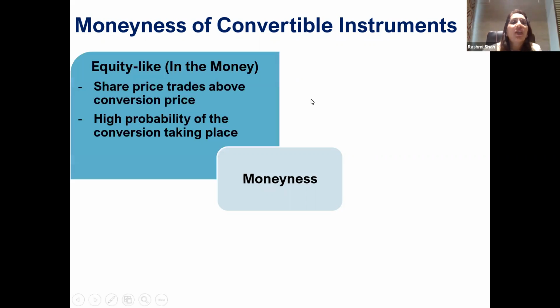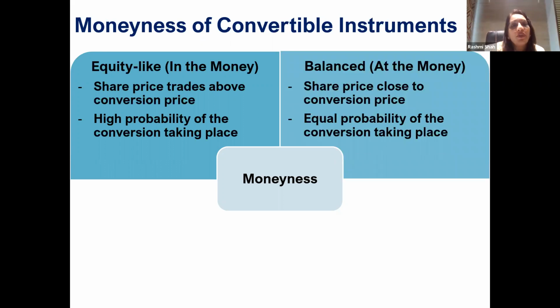The first one is equity-like or in the money, where it's more tilted towards getting converted. The convertible is said to be in the money when the share price is above the conversion price, and the chances that the conversion will happen are extremely high. Then there is balanced, where there is an equal, 50-50 chance of getting redeemed or converted. So it's called balanced or at the money. The convertible is said to be at the money when the share price is trading very close to the conversion price, and the likelihood of the conversion happening is equal.